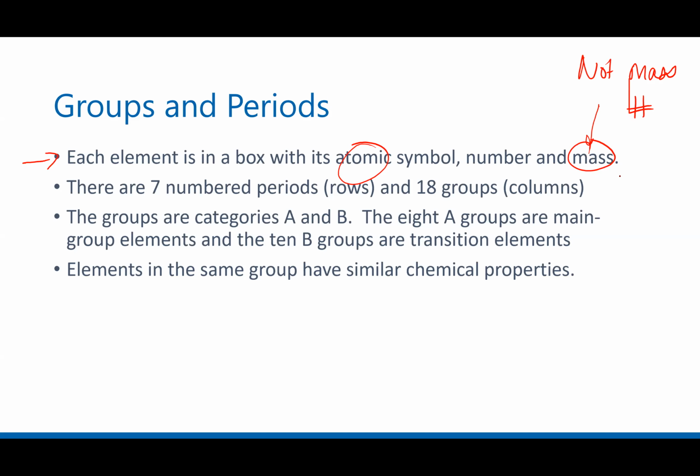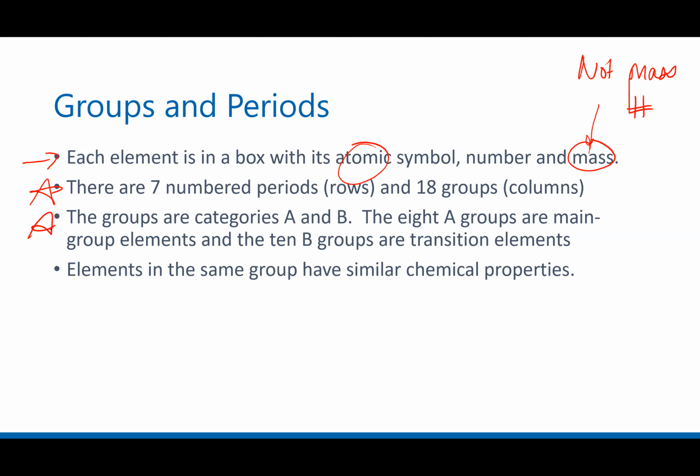And we'll talk more about this in chapter 3. We don't really have to worry about mass numbers and atomic numbers for a while. Now, this is very important, the next two. The table is organized in a few ways.